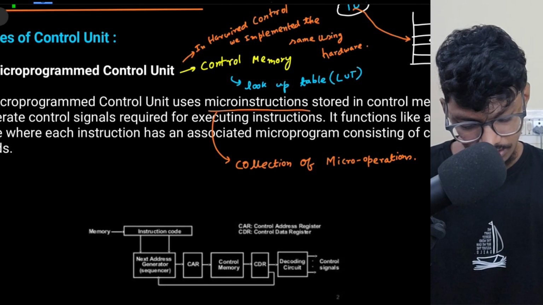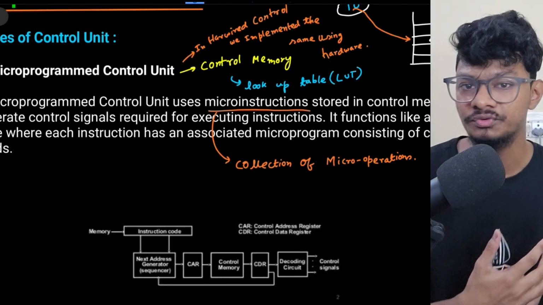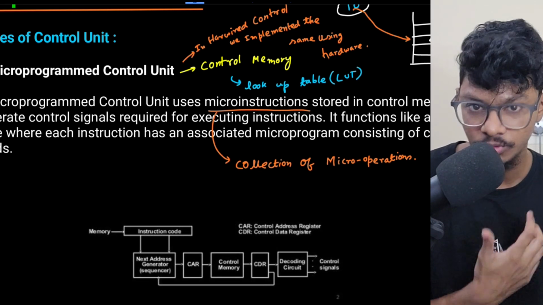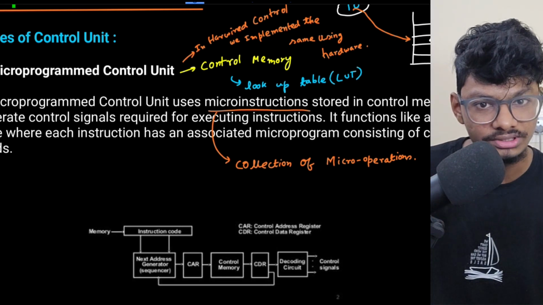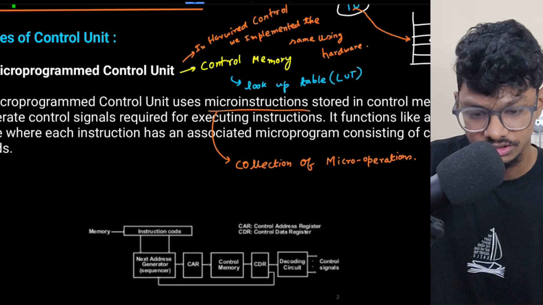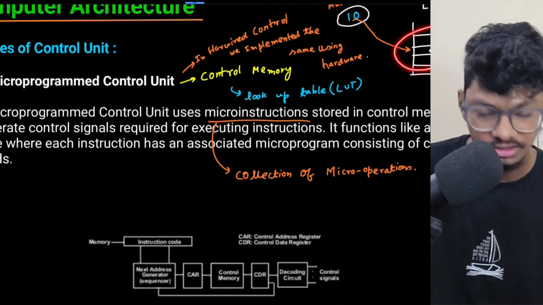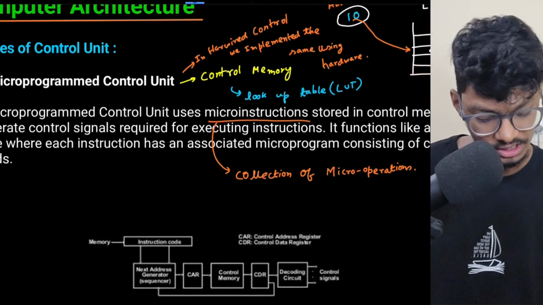Okay, so there are multiple micro operations. Now obviously the CPU only performs micro operations, right? So the control signal will break it down from micro instruction to micro operation. That will be defined here in the LUT. We'll see how it does that as well.